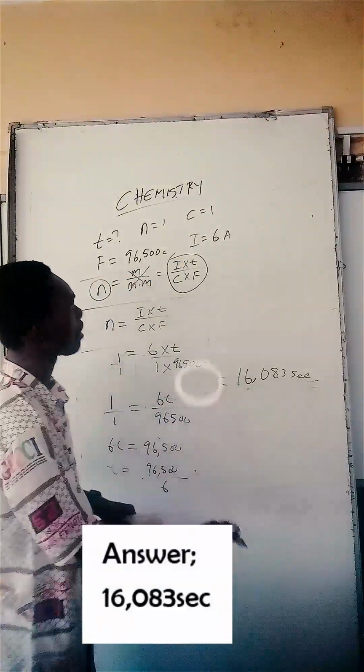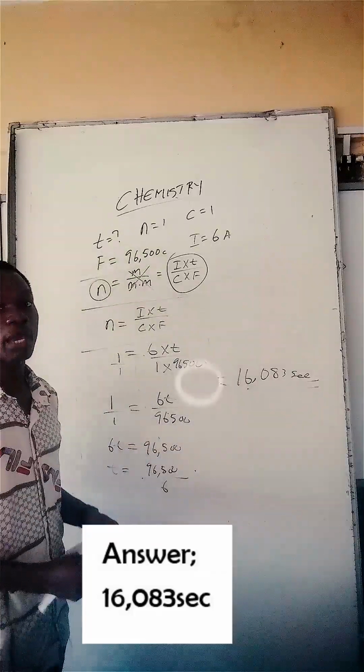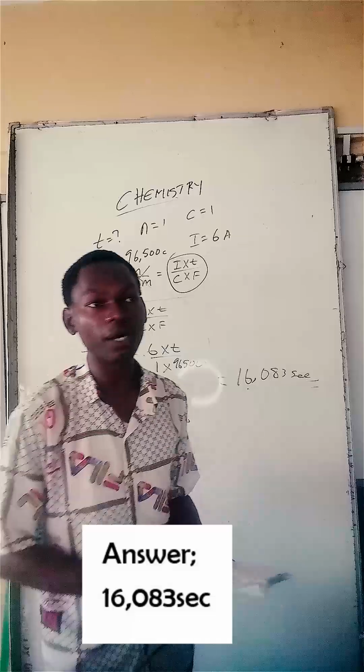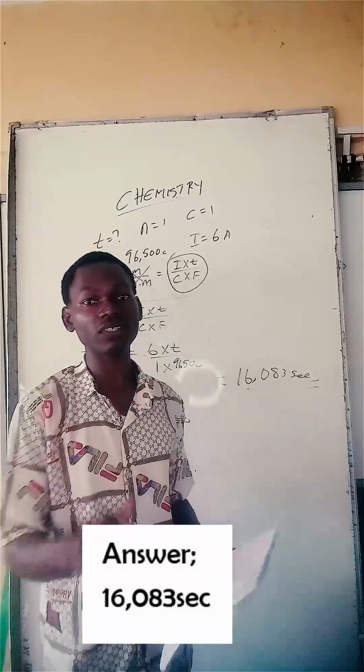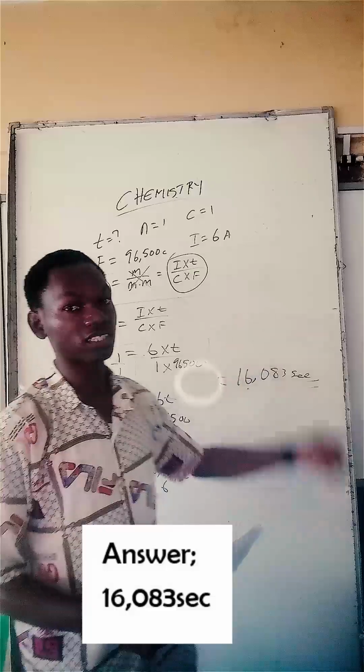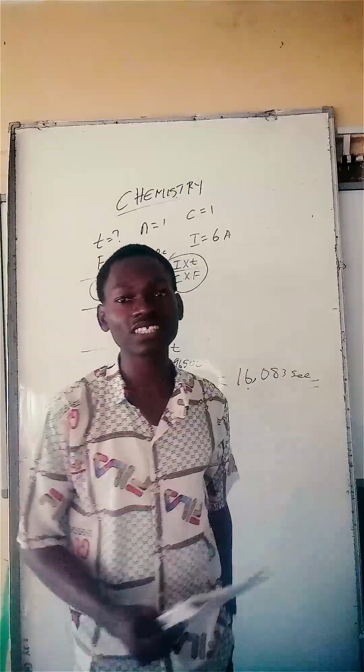The time taken for this particular metal, silver nitrate, to complete its electrolysis process in the cell is 16,083 seconds. You can convert that into minutes.